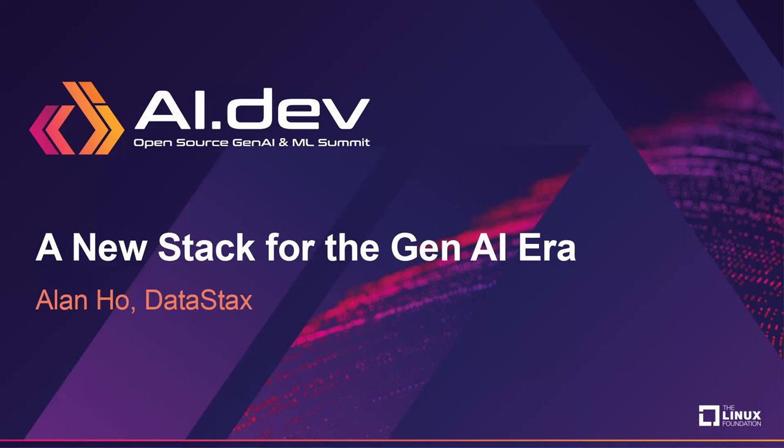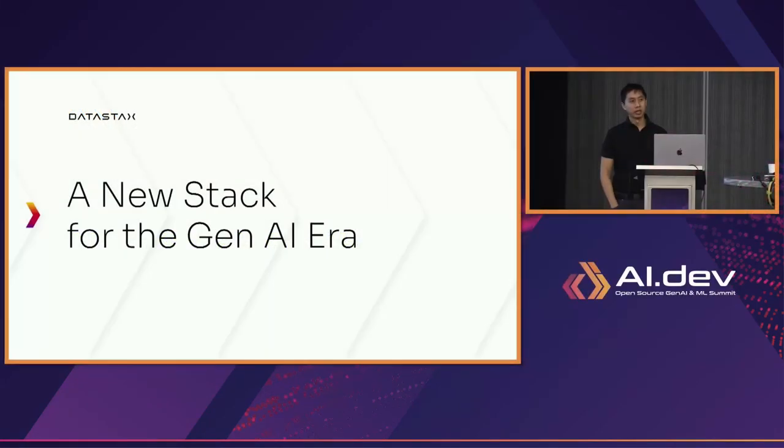My name's Alan Ho. I lead our AI strategy as well as research at DataStax. Prior to this, I was at Google Research leading the product management for quantum computing. And I've also contributed a lot to the TensorFlow community, specifically on probabilistic AI.